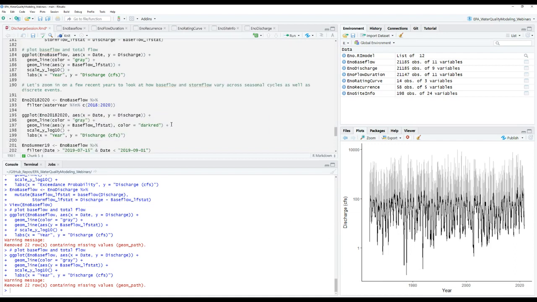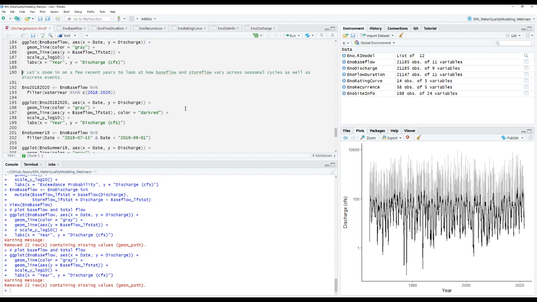So one thing I'd like to do is just to look at how base flow and storm flow are varying across seasonal cycles in this system. So I'm actually just going to grab the data from 2018 through 2020. Again, if you had the water year function not working, you could just say year. We just want to sort of zoom in. This isn't for statistical purposes. So I'm going to make a new object called ENO 2018-2020 from the base flow.